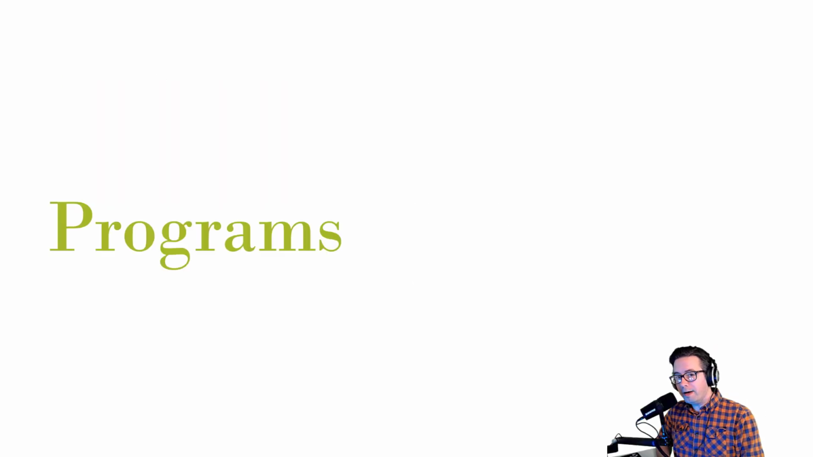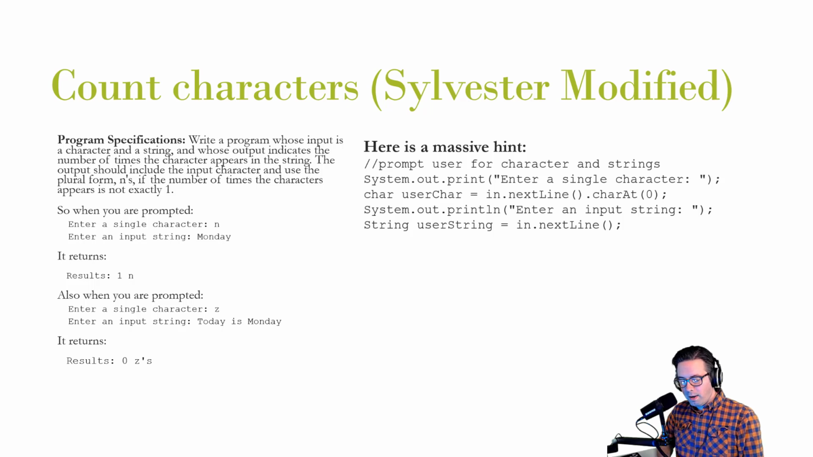All right. For the programs, the one that I want to talk to you about the most, I feel like this is one of the weirdest ones. This is in the zyLabs. This is count characters, Sylvester modified. For this, you're prompting the user for a character and a string, and then you're counting how many times that character appears in that string.